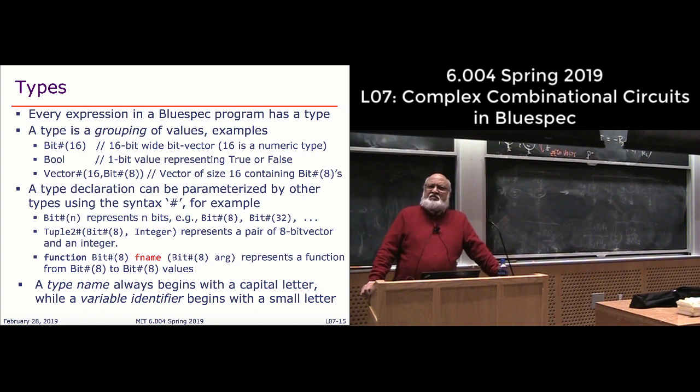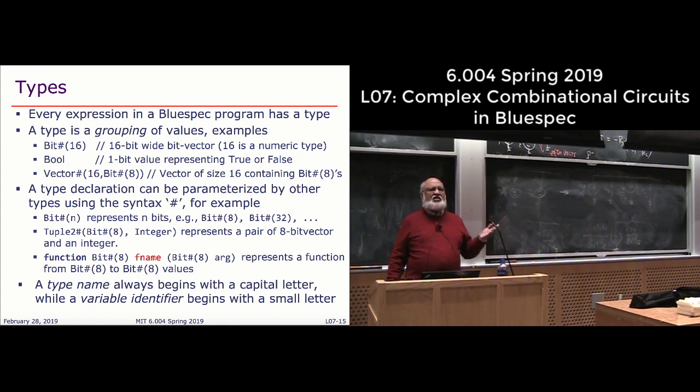Even functions have a type. If I give you a function and say it has 8-bit arguments and returns an 8-bit result, essentially its type is all those functions which, given an 8-bit input value, produce an 8-bit output value.